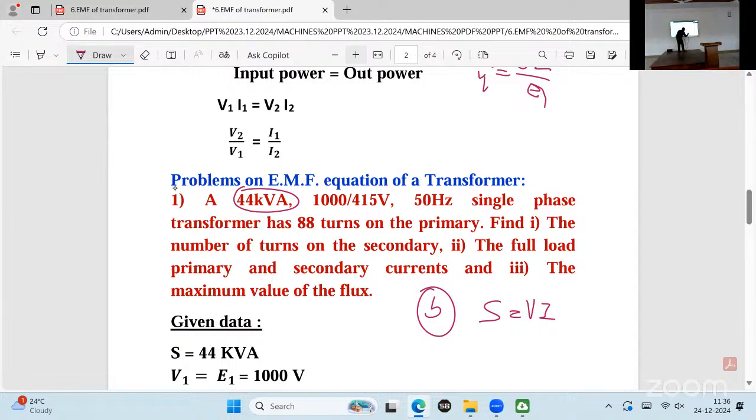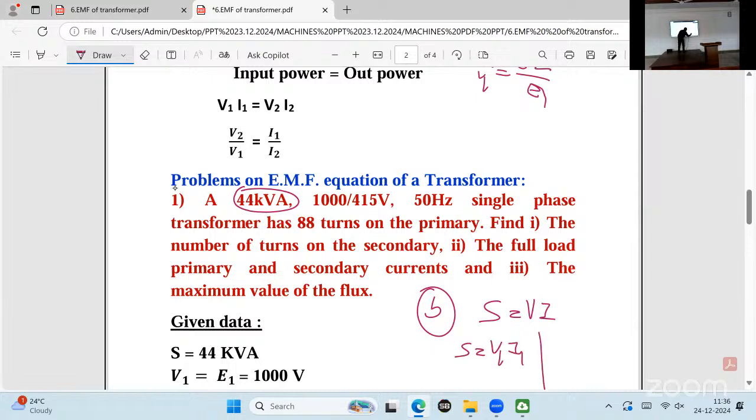Now, S is equal to V1 into I1 on the primary side. On the secondary side, S is equal to V2 into I2. What is this? 44,000. Kilo means 1,000. 44,000 is equal to V1. What is V1? 1,000. Find out I1. Next, 44,000 is equal to V2, what is V2? 450. Get I2. Write down the formula.